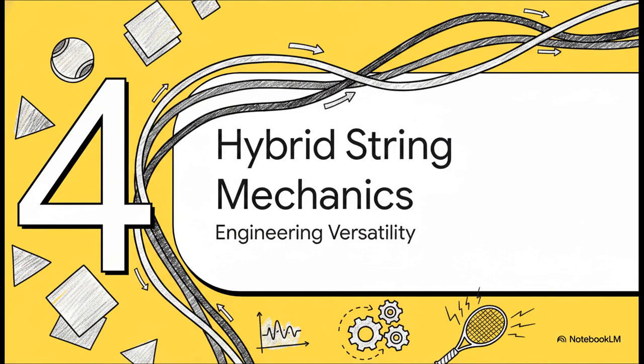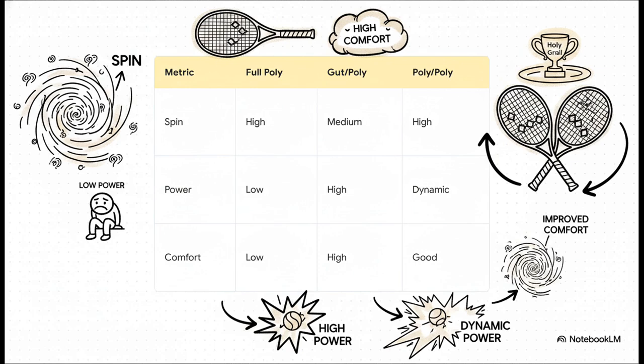All right. On to Section 4, the mechanics of hybrid strings, engineering versatility. Now, to play this highly adaptable, multi-dimensional style, you simply cannot use one-dimensional equipment. It just doesn't work. Physically blending different string materials actually engineers the exact versatility this hybrid player needs.